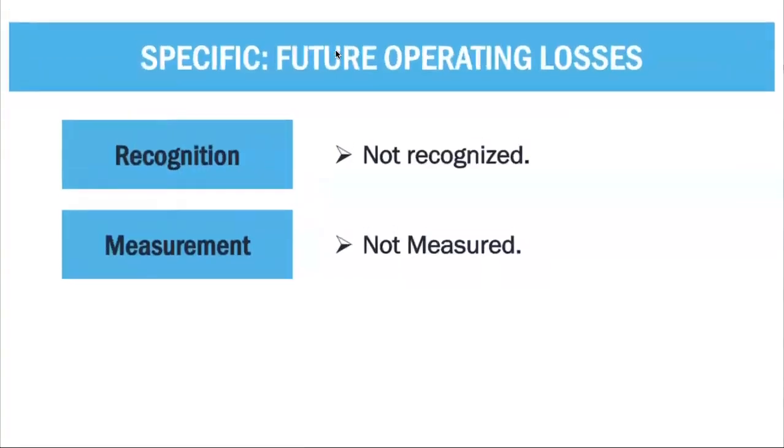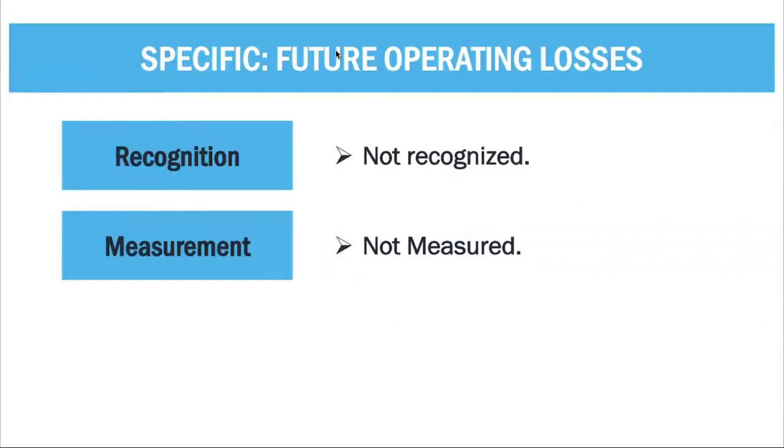Now we're done discussing your recognition and measurement. We go now to your specific provisions discussed under your standard. So what are the specific provisions that were said in your standard? First, you have your future operating losses. Then we also have your onerous contract and the restructuring. So we have three: future operating losses, onerous contract, and your restructuring. We start first with your future operating losses.